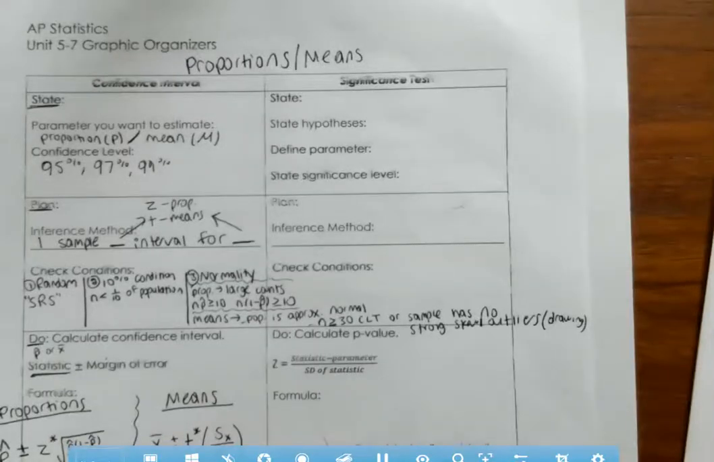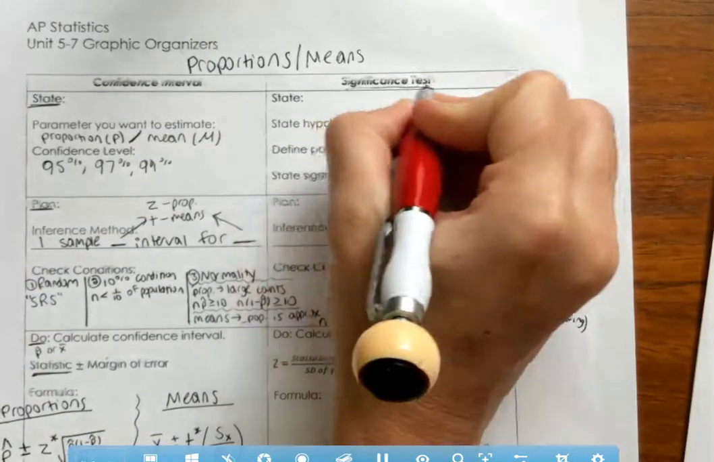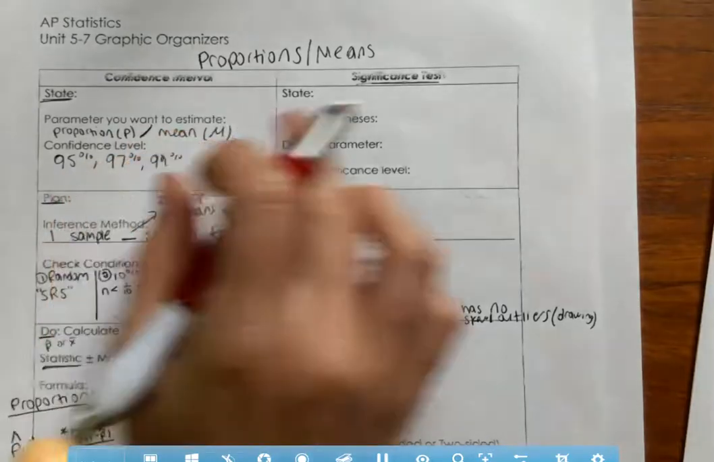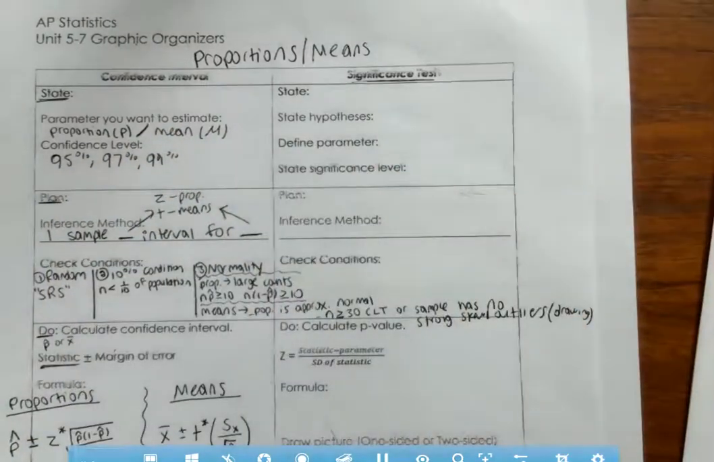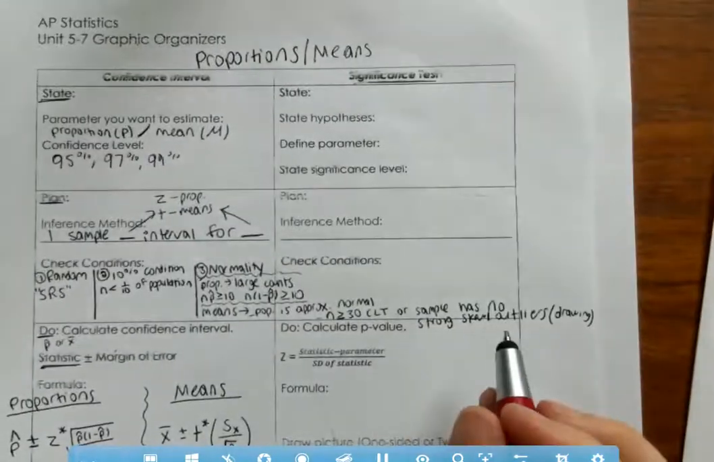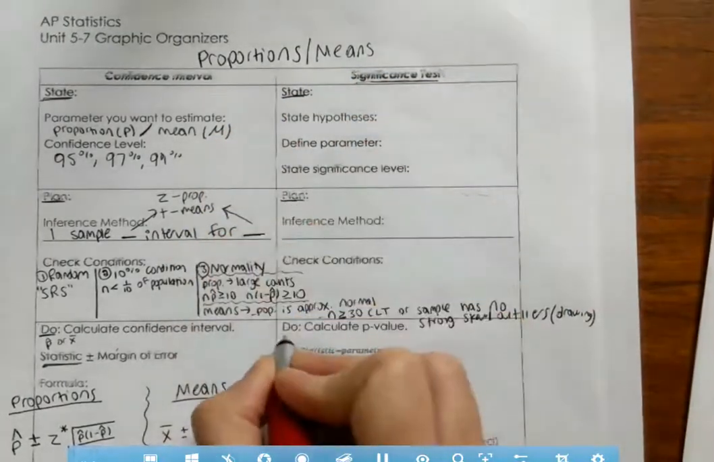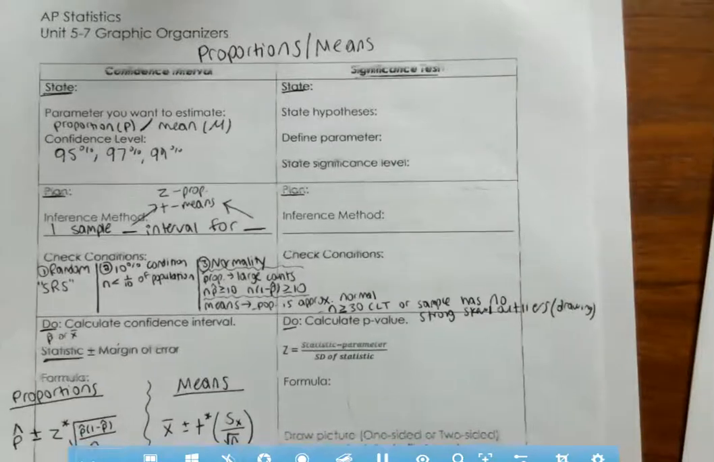Okay, we're going to get started on filling out the other column of this graphic organizer, which is significance tests, right? So the two different types of tests that we run: confidence intervals, where we're estimating a proportion or a mean, and significance tests, where we have hypotheses. We have the same 4 parts: state, plan, do, and conclude. They just include different things with significance tests.